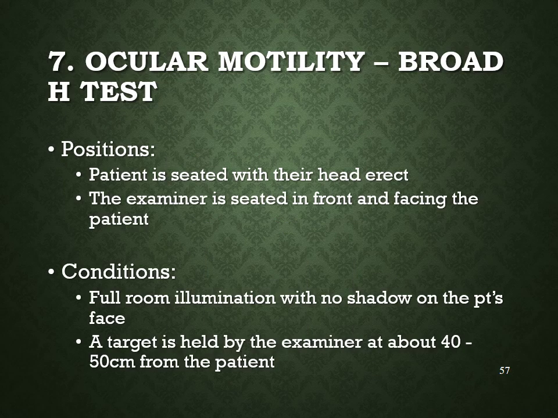For the ocular motility test, the patient is seated with their head erect, and the examiner is seated in front, facing the patient. The patient removes his spectacles, and the examiner holds the pen light. The room has full illumination with no shadow on the patient's face, and the target is held by the examiner about 40 to 50 centimeters from the patient.